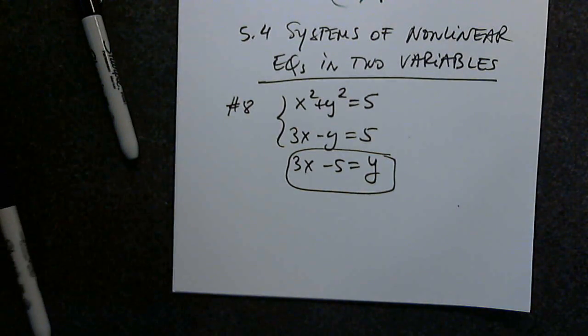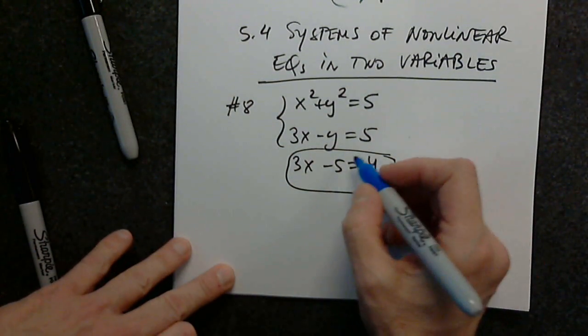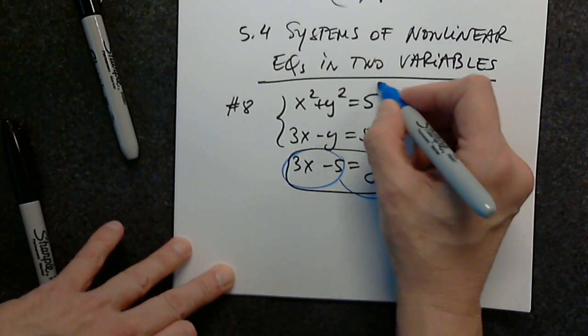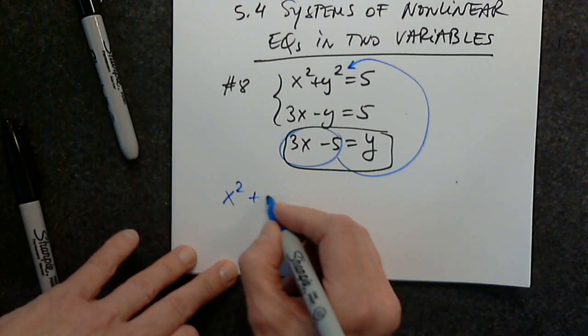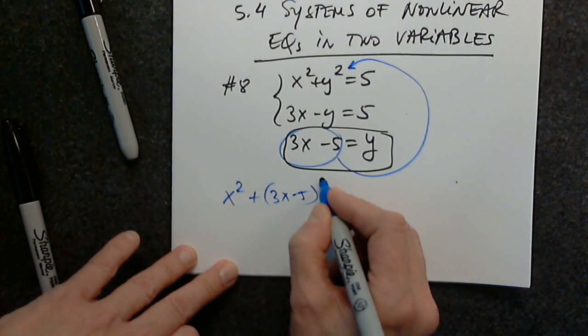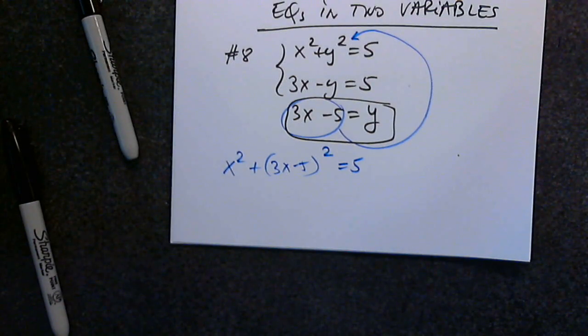What do you think is going to be our next step? Exactly. But I have to be very careful because now I have to plug in, and it's better to write it first. x squared plus (3x minus 5), everything squared, equals 5. And yes, I cannot stress enough, and I know I sound like a broken record, was there any class in which we did not square a binomial?